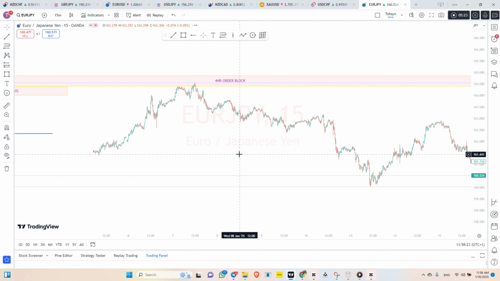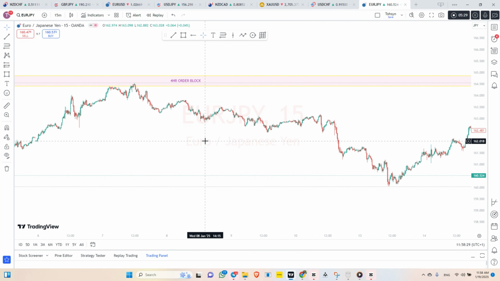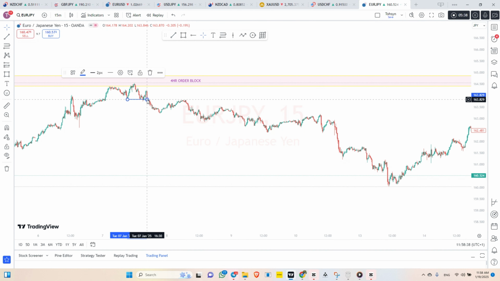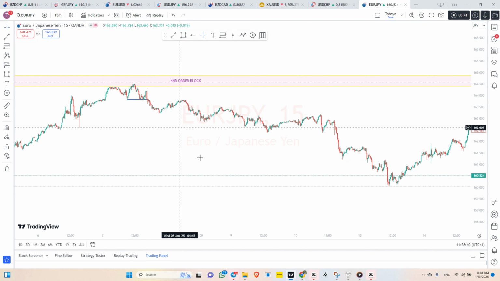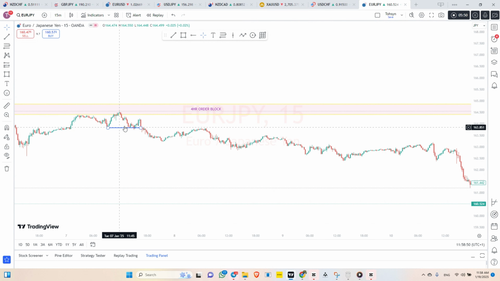Yes. So you can see where price reacted. Now on a lower time frame, this was the break of structure the market made. So that is a confirmation that yes, we are in a downtrend. This was the candle that broke structure.